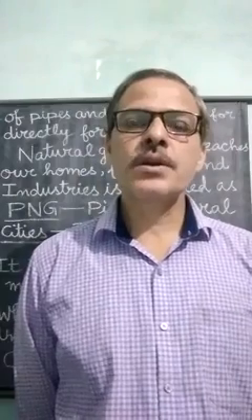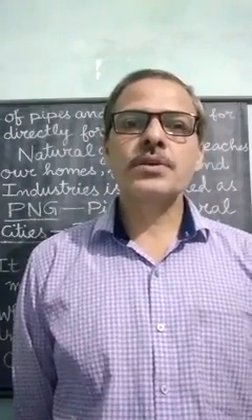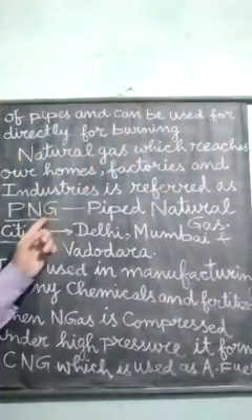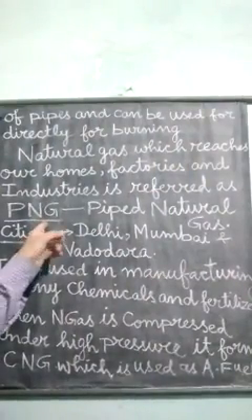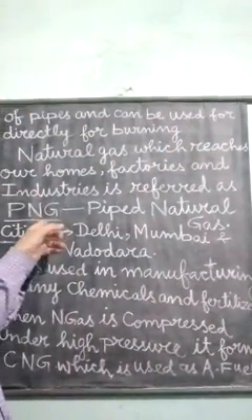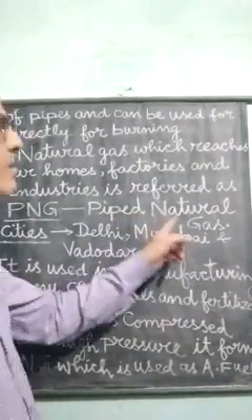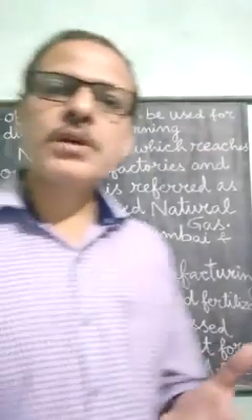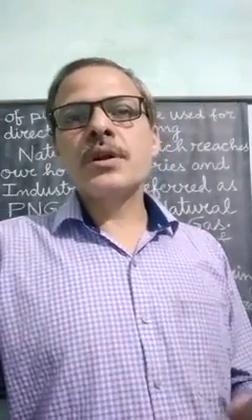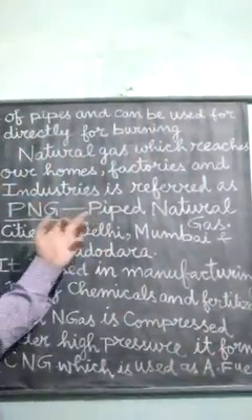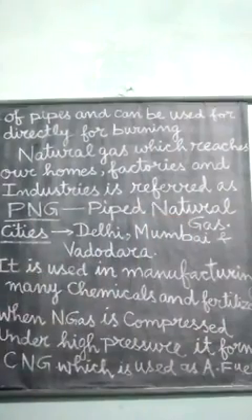That's why it is also referred to as PNG. And what is the full form of PNG? The full form of PNG is piped natural gas. Why is it called piped natural gas? Because this natural gas can be distributed through the network of pipes. That's why it has been given the name piped natural gas.